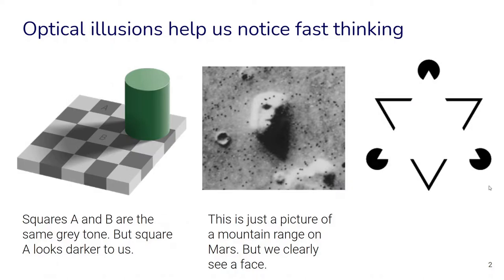And this is also a very typical optical illusion, where we clearly see lines where there really aren't any. We see this white triangle here, but really there aren't any lines here, and yet they do somehow seem to show up in our mind.